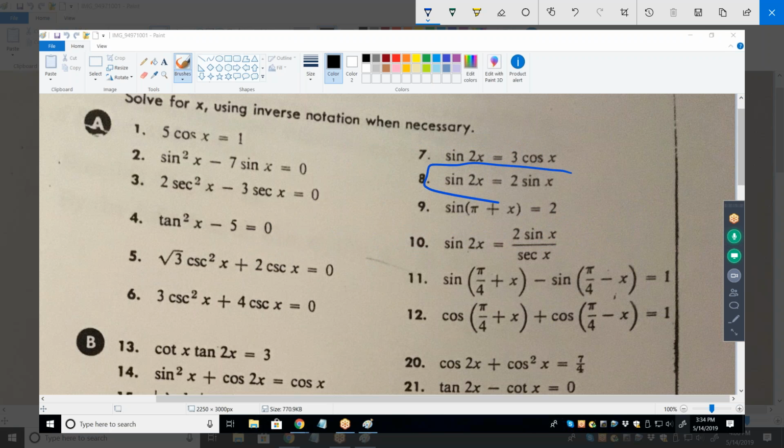All right. This one here, you can see we're going to do the same thing, only when we move sine of x over to the left, we're going to factor out a sine x instead of cosine like we did on the previous problem. That's right. What are we going to use on 9?